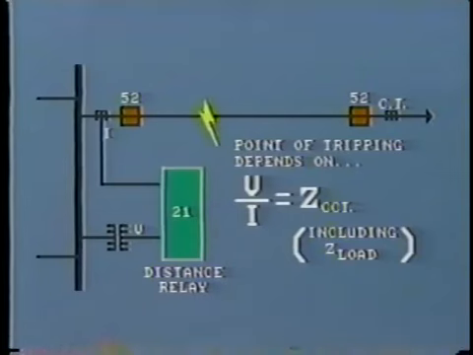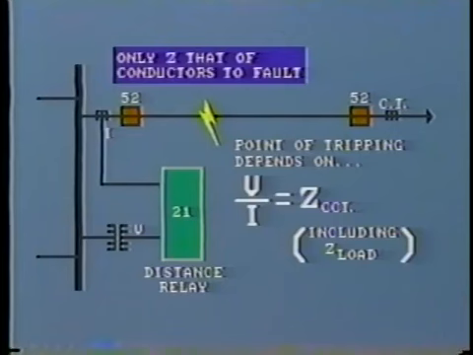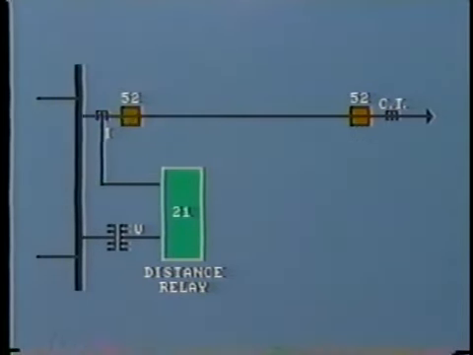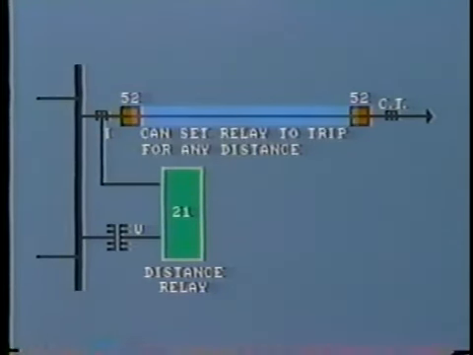However, if we have a fault on the line, say a direct phase-to-phase fault, then the circuit impedance to the fault is only that of the conductors themselves, and as we know, this is a relatively small value. Indeed, this is the very reason that the current increases to such a high magnitude. So the relay is set to operate when the measured impedance falls below a specific value. If we know the impedance per mile of the line conductors, we can set the impedance relay to trip for faults within any particular distance from the relay.